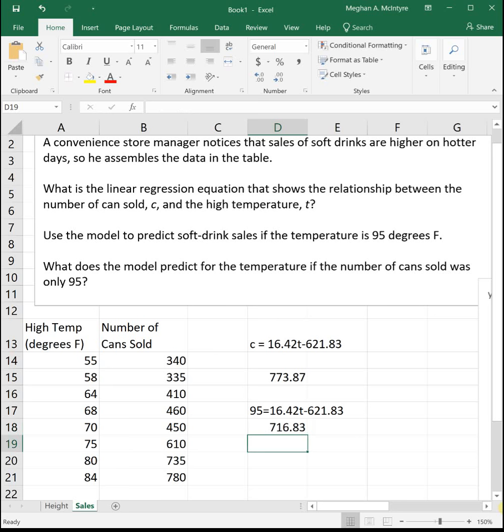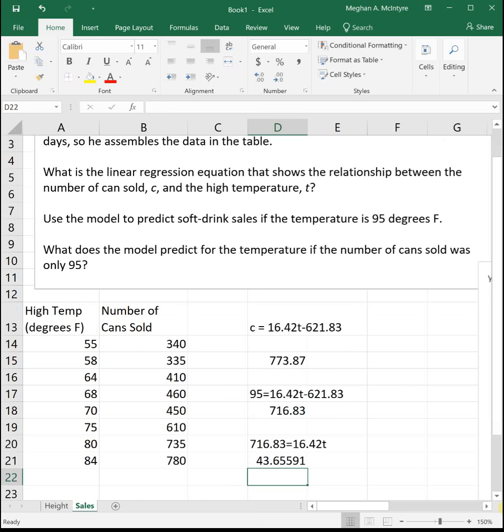So we would get 716.83 is equal to 16.42 T. So then to get T all by itself, we take 716.83 divided by 16.42 to get that T is equal to 43.66. So if it was 43.66 degrees outside, we would sell 95 cans of soda.